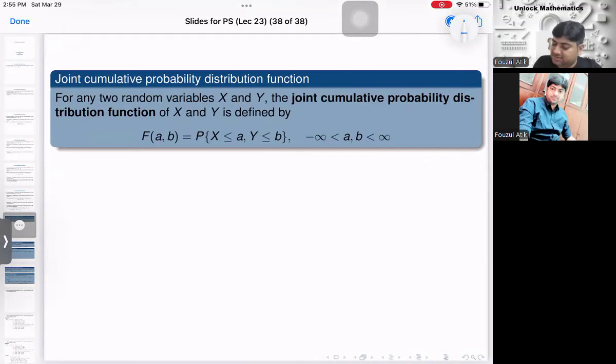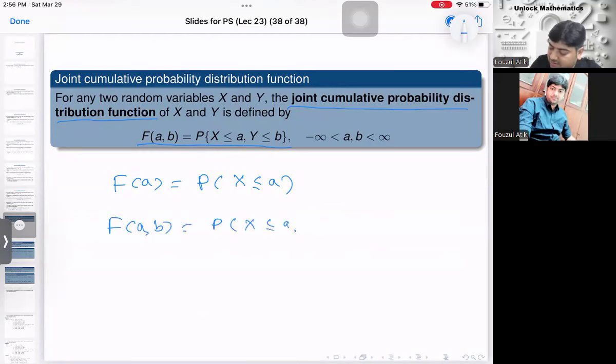Now in the case of a single random variable, we had our cumulative distribution function. What was that? We said F of a is equal to P of X less than or equal to a. This is for a single random variable. Now what will happen for the joint cumulative probability distribution function? The joint cumulative probability distribution function of the random variables X and Y is defined by F of a, b equal to P of X less than or equal to a, comma, Y less than or equal to b. Basically both the events are happening together, the intersection of these two events.